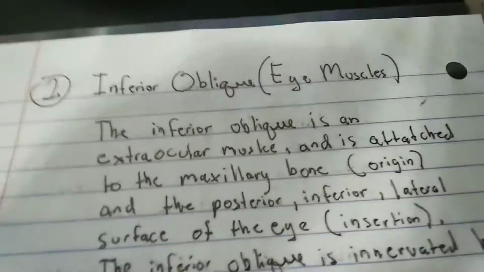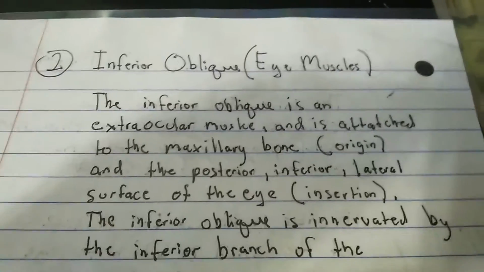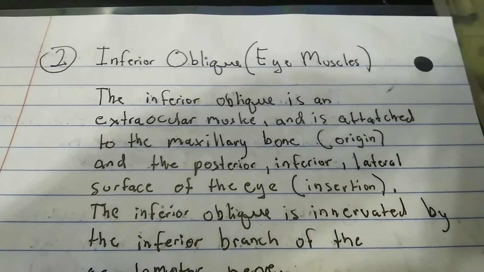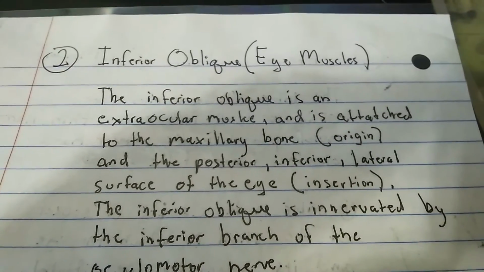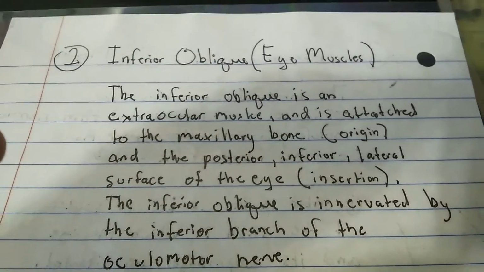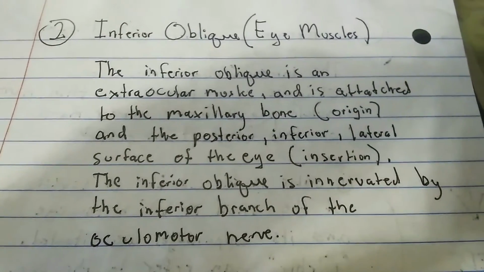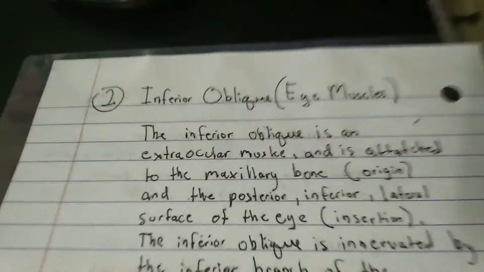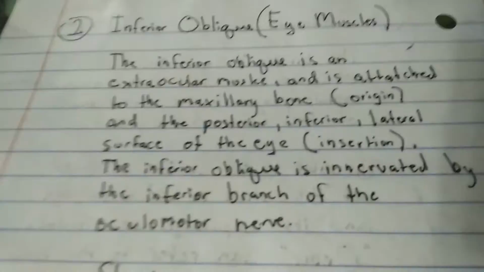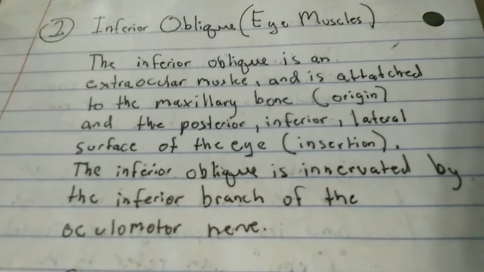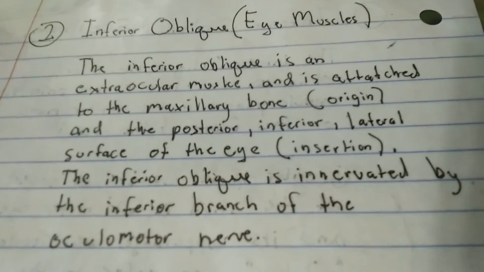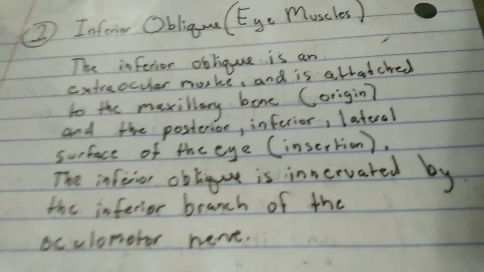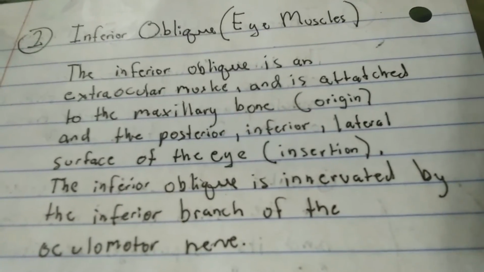And it does go on here. The inferior oblique is an extraocular muscle and is attached to the maxillary bone, origin, in its posterior inferior lateral surface of the eye, insertion. So when doctors use terms like lateral, inferior, they're just trying to point to where it is on your body. So this is basically saying it's situated, inserted where I showed you. The inferior oblique is innervated by the inferior branch of the oculomotor nerve.